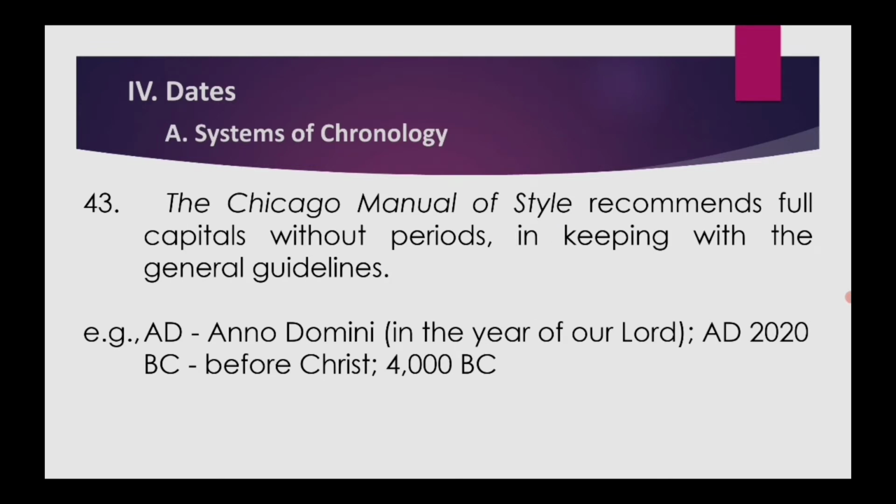Dates. Systems of chronology. The Chicago Manual of Style recommends full capitals without periods, in keeping with the general guidelines. For example, AD for Anno Domini, meaning in the year of our Lord. So we write AD 2020. BC for before Christ, we write 4000 BC.